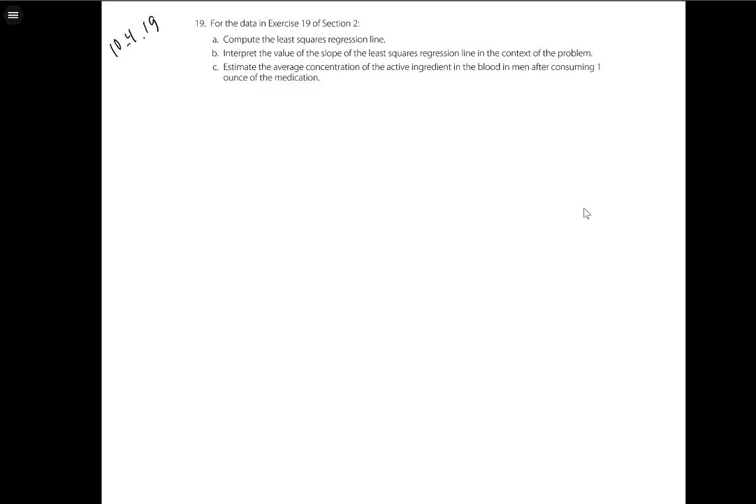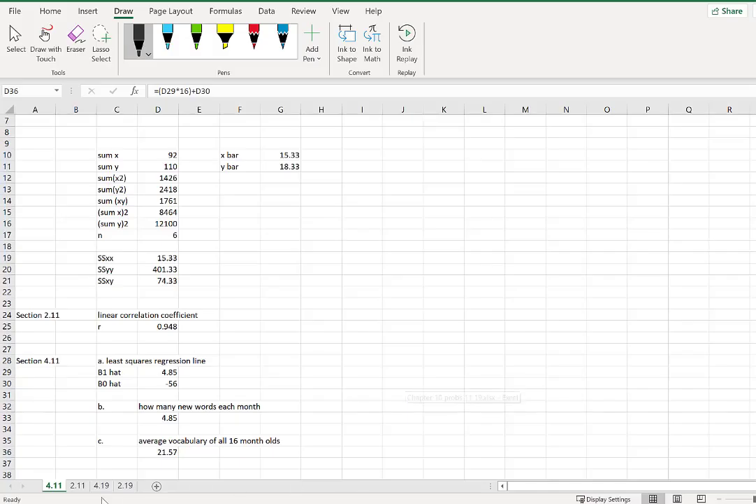So A, compute the least squares regression line. We'll be using that formula from the text that we were just given. And then we're going to interpret the value of the slope of the least squares regression line in the context of the problem for B. And then for C, we're going to estimate the average concentration of the active ingredient in the blood in men after consuming 1 ounce of the medication. So that's going to be our given, our x value of 1 ounce. We'll substitute the 1 in for our x into our equation to see what the y hat is going to be. All right, let's jump back over to Excel.